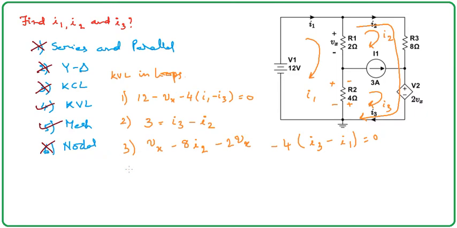Again, 3 equations, 3 unknowns, so we can easily solve this. Let me first solve the third one. Vx and minus 2Vx gives minus Vx. Let me write in a systematic manner: 4I1 minus 8I2 minus 4I3 equal to Vx. So this is the third equation.